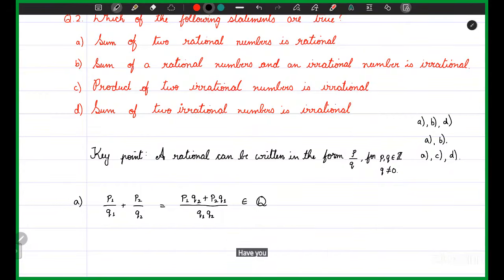So this belongs to the set of rational numbers. Have you been introduced to this notation Q? Yes, sir, we have been introduced earlier. Okay, so this belongs to Q. So statement A is true.